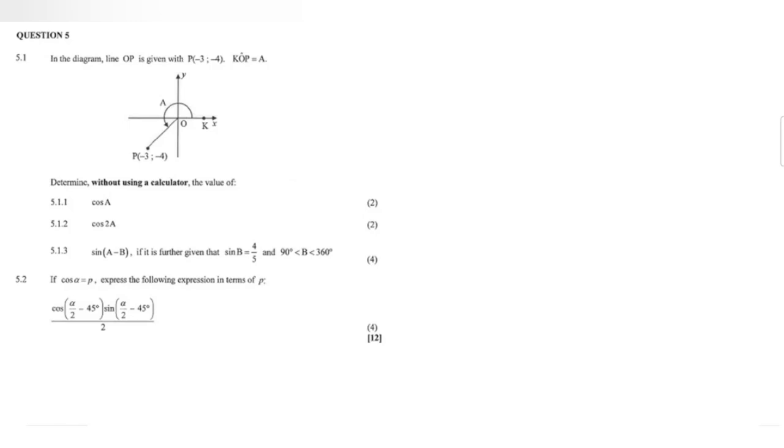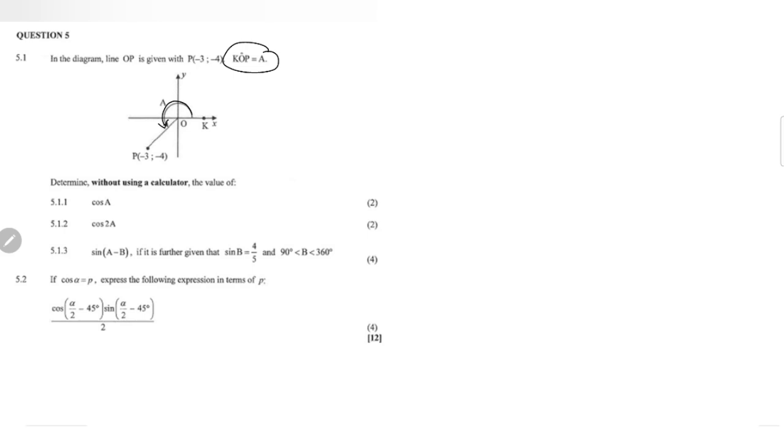So here we can see angle A. Where do you see angle A? In the third quadrant, isn't it? See, it is shown here in the third quadrant. We can see that it is KOP. KOP is A. So we already know that the angle is in the third quadrant.